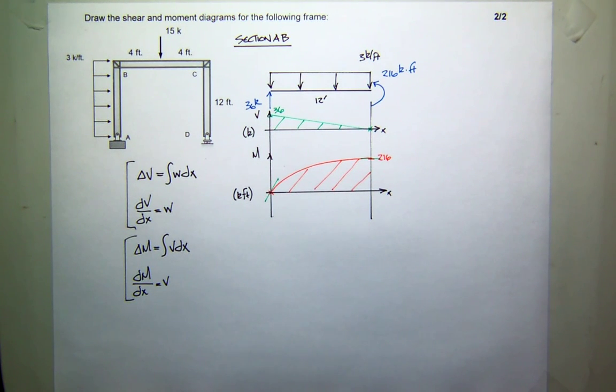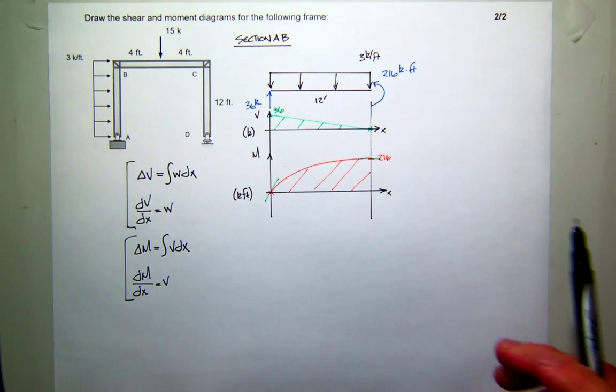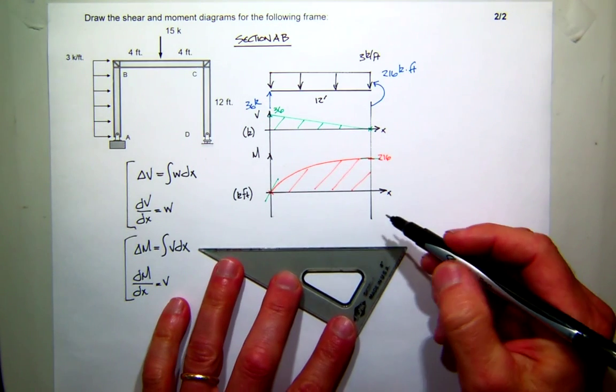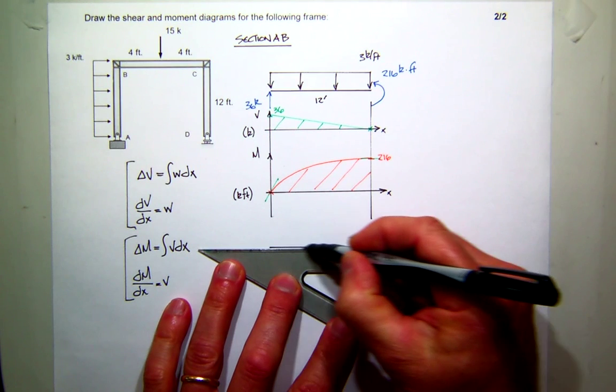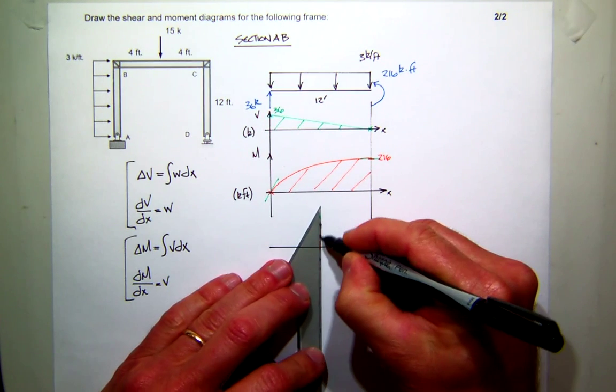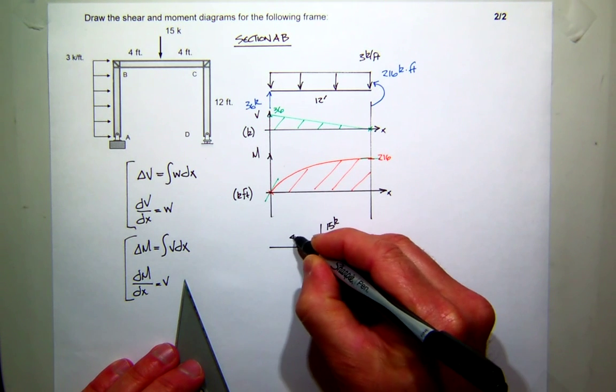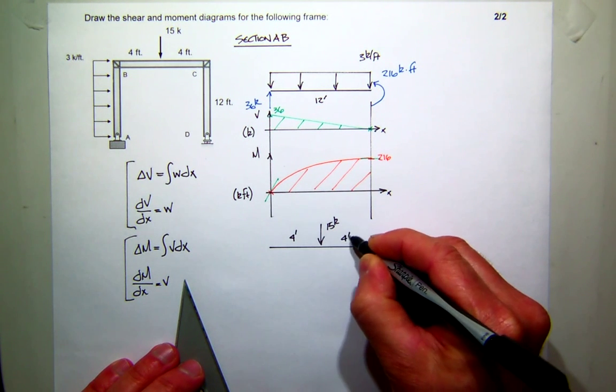All right, so let's draw now the diagram from B to C. So I'll put this right underneath it. So there's BC. I do know that right here in the middle I've got a 15 kip load, and that's 4 feet and 4 feet.